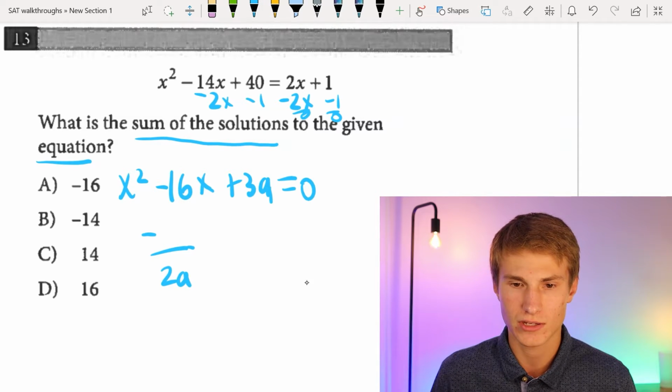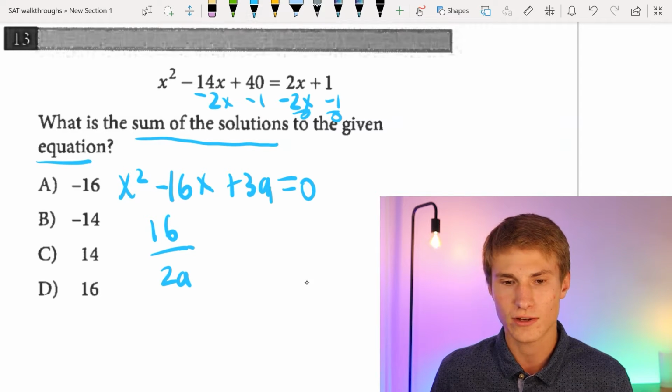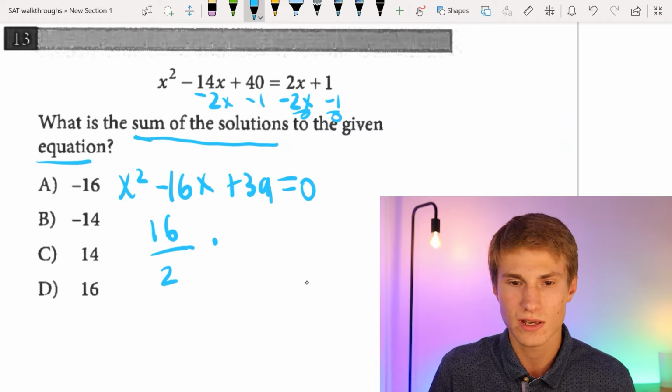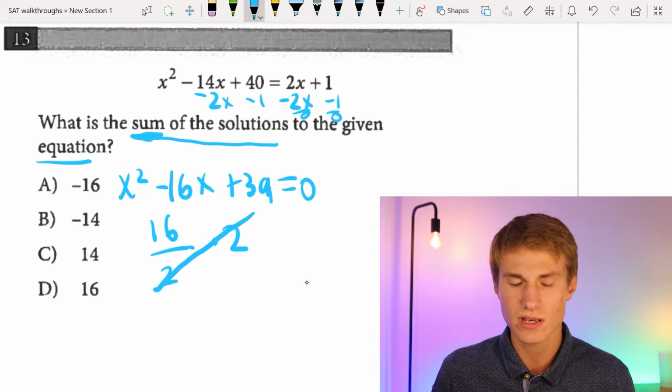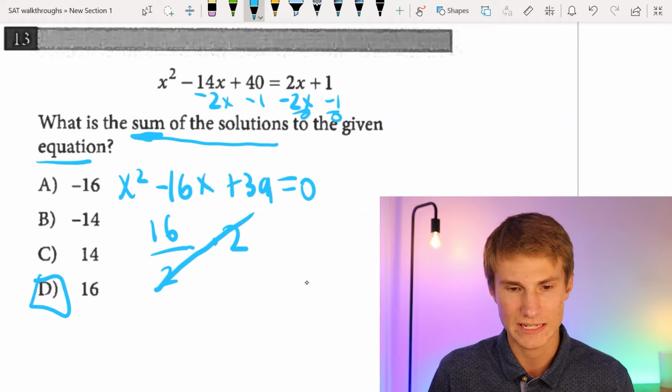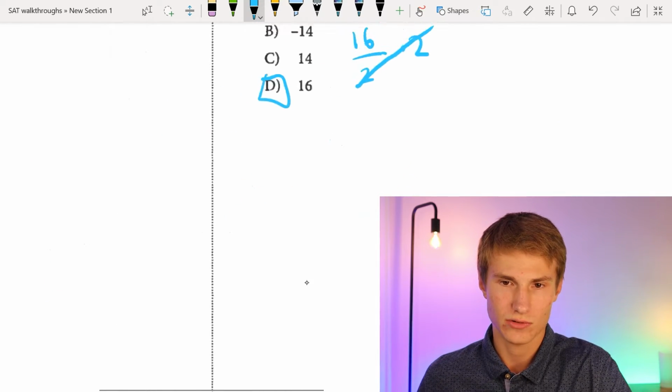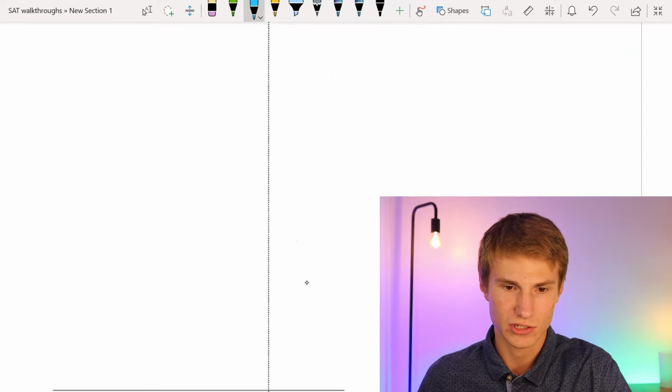In this case, we see our b value is negative 16, so negative 16 is going to give us a positive 16. Our a value is 1, so we have 16 over 2. Now keep in mind here, the sum of our solutions means that we're going to have 2 of these. So we have to multiply it by 2 to get the sum of the solutions, and then we see our answer here is going to be D. All right, so that's a trick you can use to save time. Hopefully that explanation was useful for you.